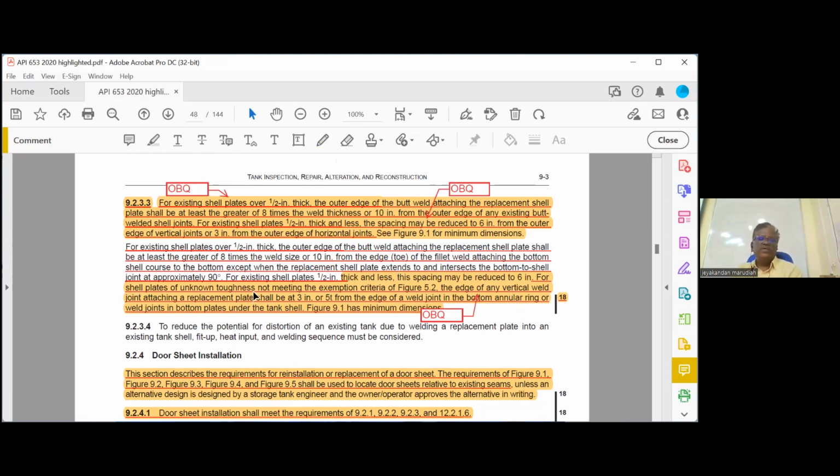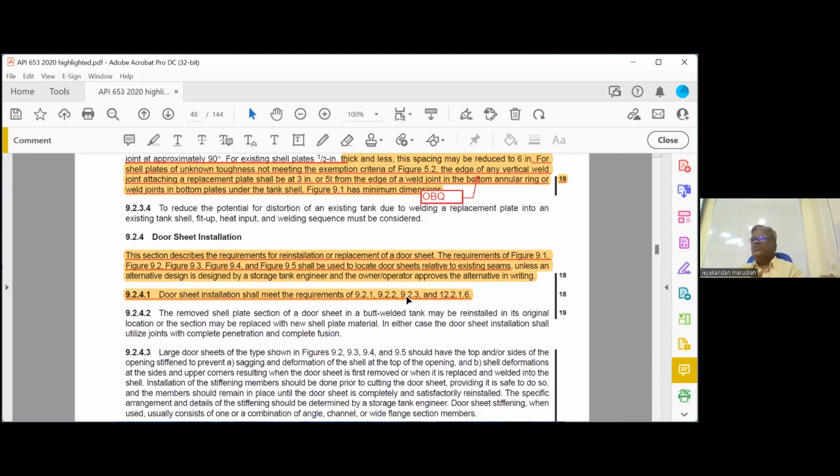For shell plates of unknown toughness not meeting the exemption, the edge of any vertical joint of the replacement plate is 3 inch or 5 T from the edge of the welded joint in the bottom annular ring or welded joints in the bottom plate. That is an open book question. 3 inch or 5 T from the bottom plate weld.